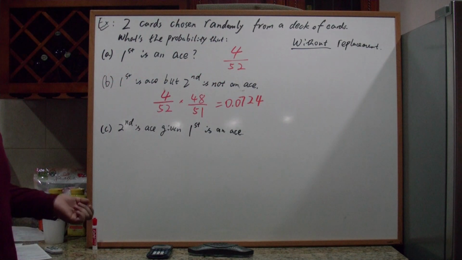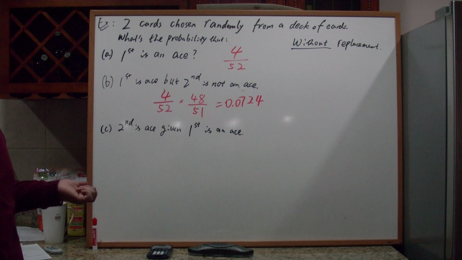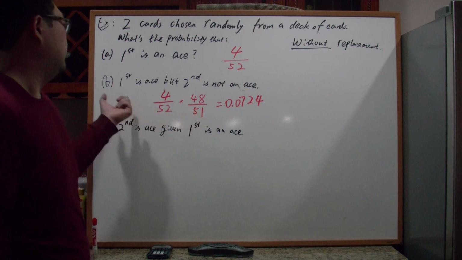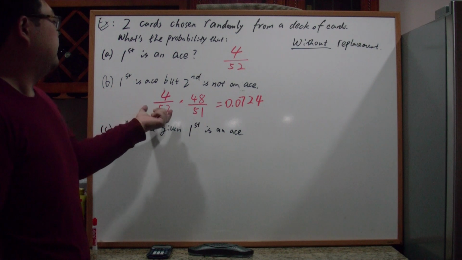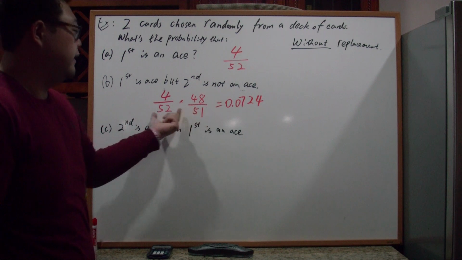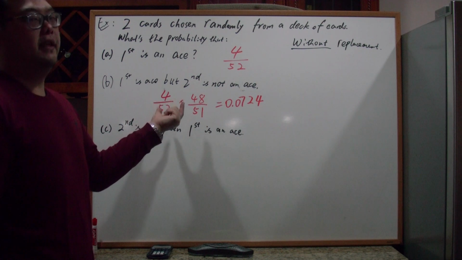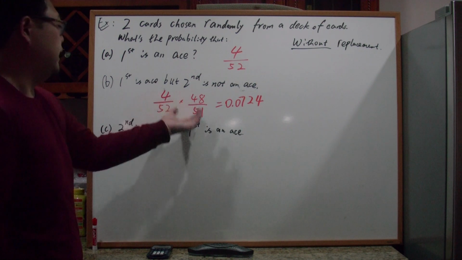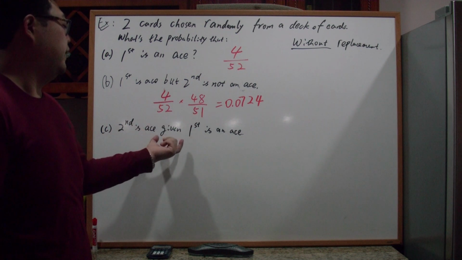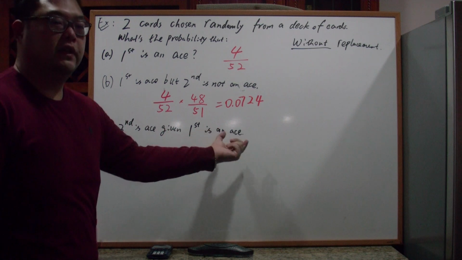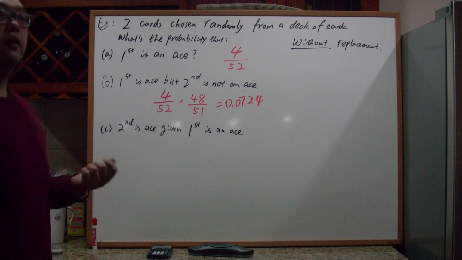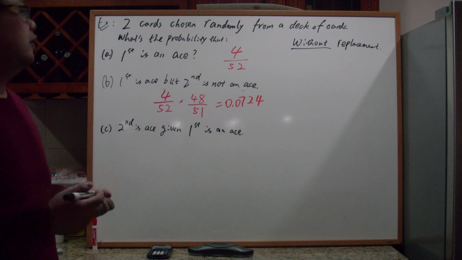Now, the second card is an ace given the first card is an ace. It's kind of the second part of the step-by-step event, right? What we have in part B is the first is an ace and the second is not an ace given the first is an ace. Right now it's simply asking for the second part. The second card is an ace given that the first card is an ace. Right, so simply, the first card is an ace, that's 4 aces.